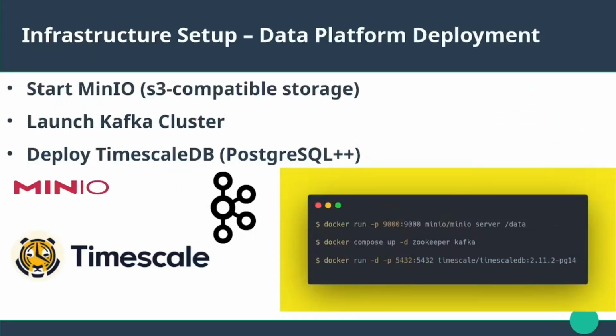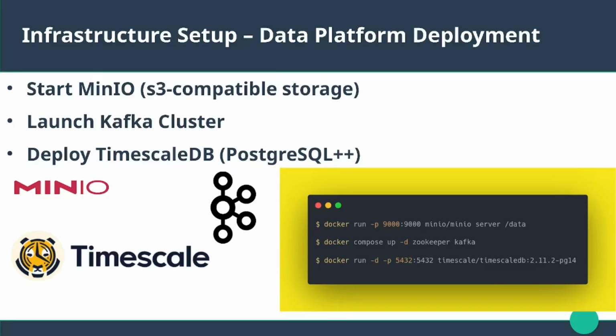Now let's build our infrastructure. Our infrastructure setup is composed of 3 different layers, and we'll deploy them in those 3 layers or phases. First of all, we'll do the data platform deployment. That involves starting MinIO, which is started with this docker run command. You can access it at localhost 9000, which is the default, along with the default credentials.